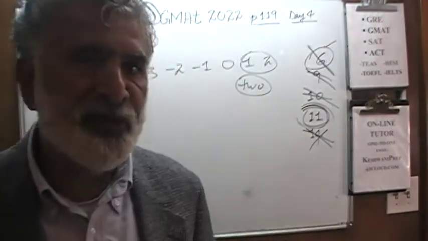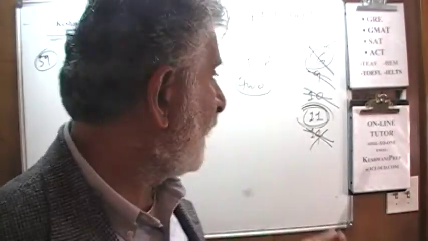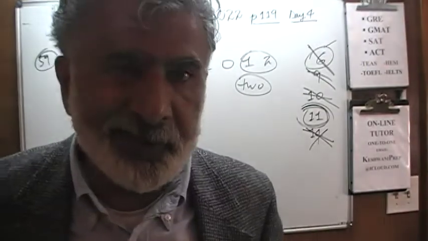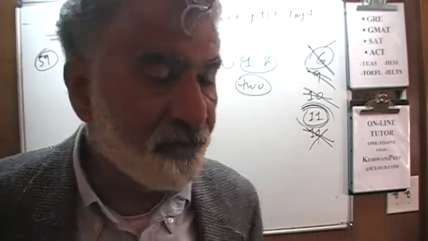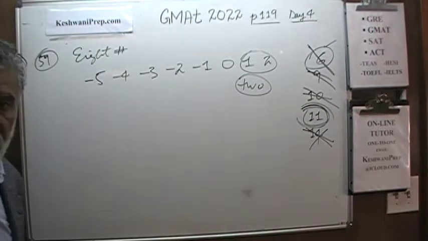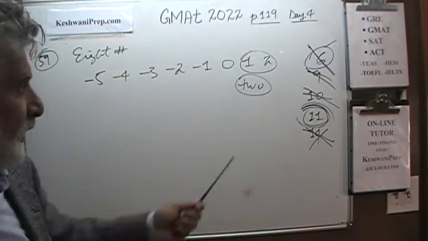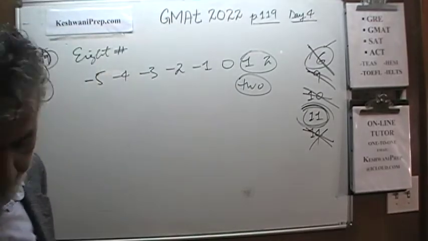They are hoping that you will say 3 because they are hoping that some people will forget the 0. If you have 8 consecutive integers beginning with negative 5, how many positive integers will you have? The answer is only 2. Number 60.